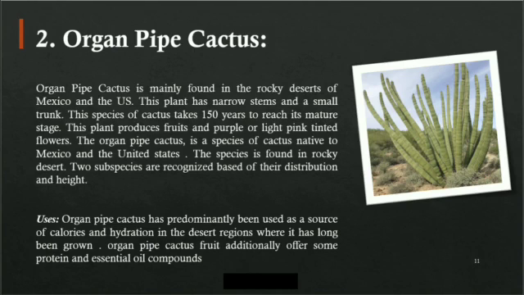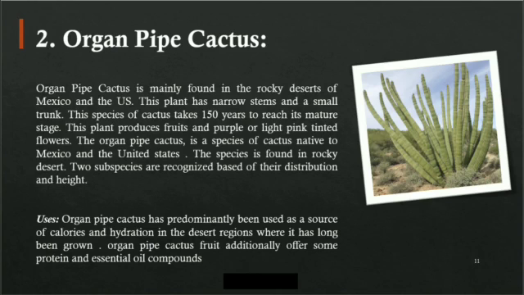The organ pipe cactus is a species of cactus native to Mexico and the United States. This species is found in rocky desert. Two subspecies are recognized based on their distribution and height.